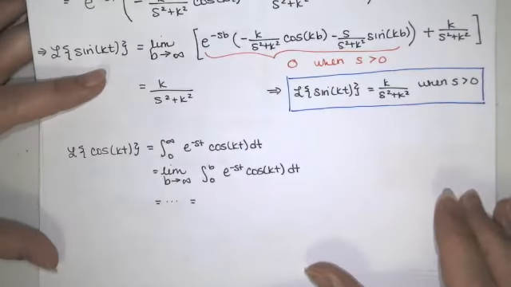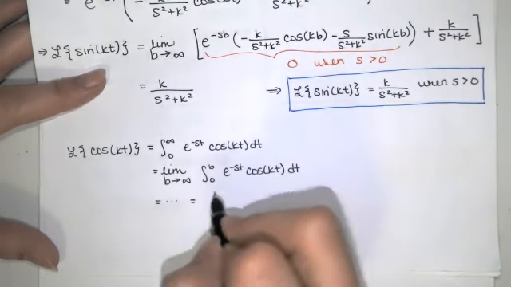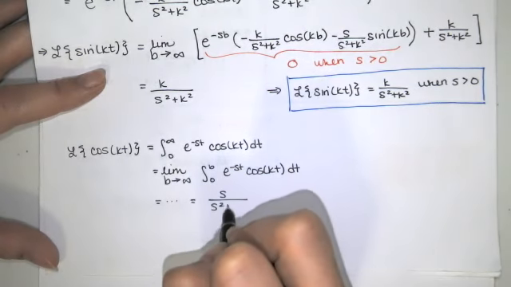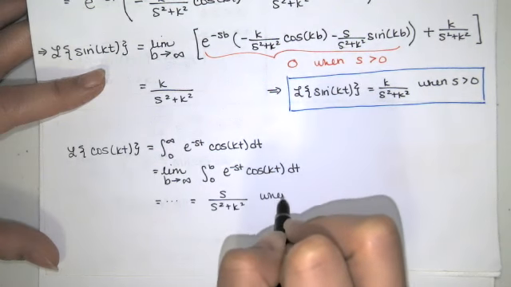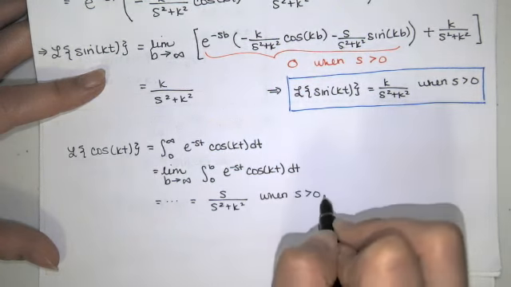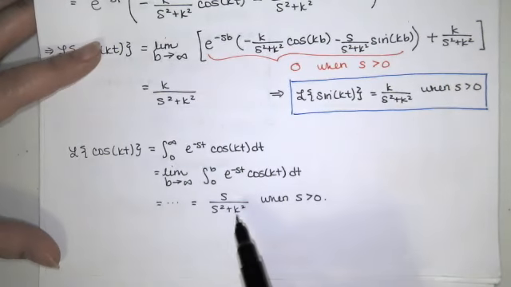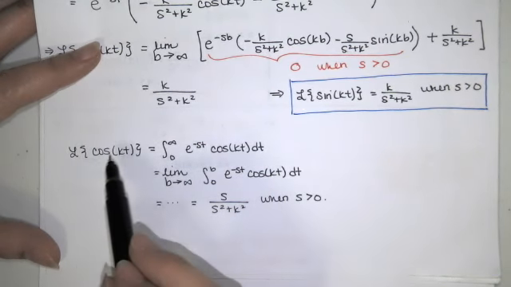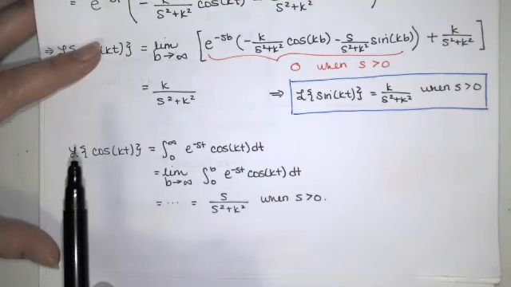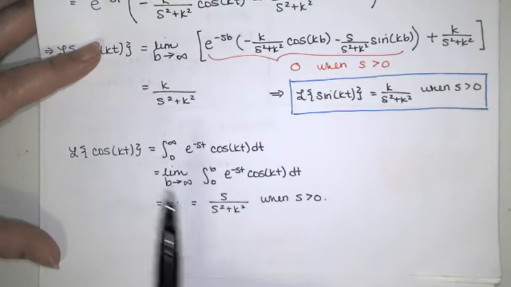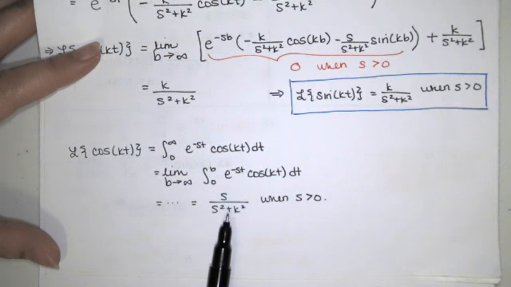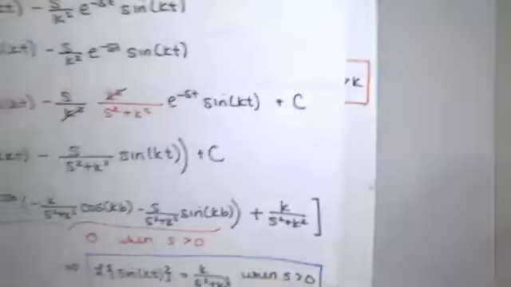You're going to find that this limit is equal to s over s squared plus k squared, as long as s is positive. So this Laplace transform of cosine of kt is equal to this. Laplace transform of hyperbolic cosine of kt looks exactly the same, but instead of having an s squared plus k squared in the denominator, it has an s squared minus k squared. So now we've got 4 more Laplace transforms to add to our list.